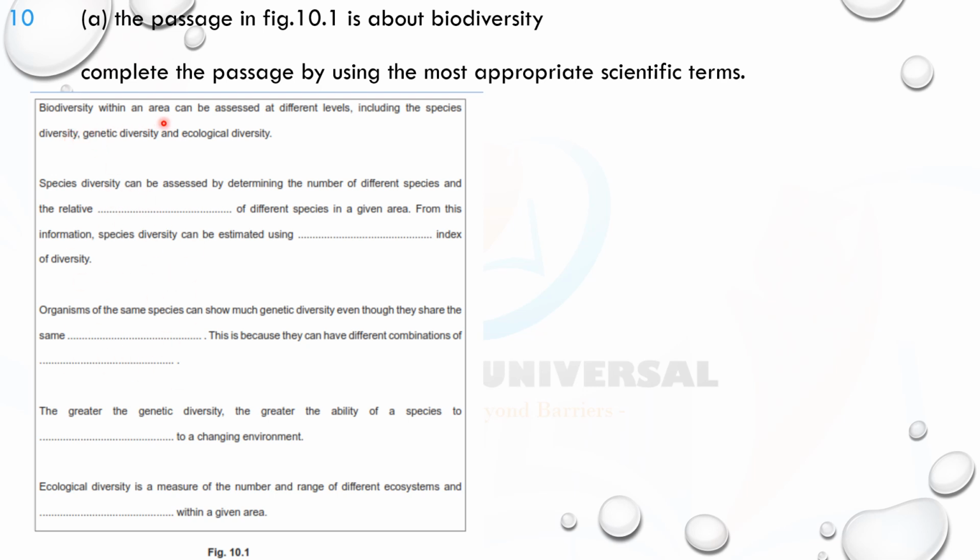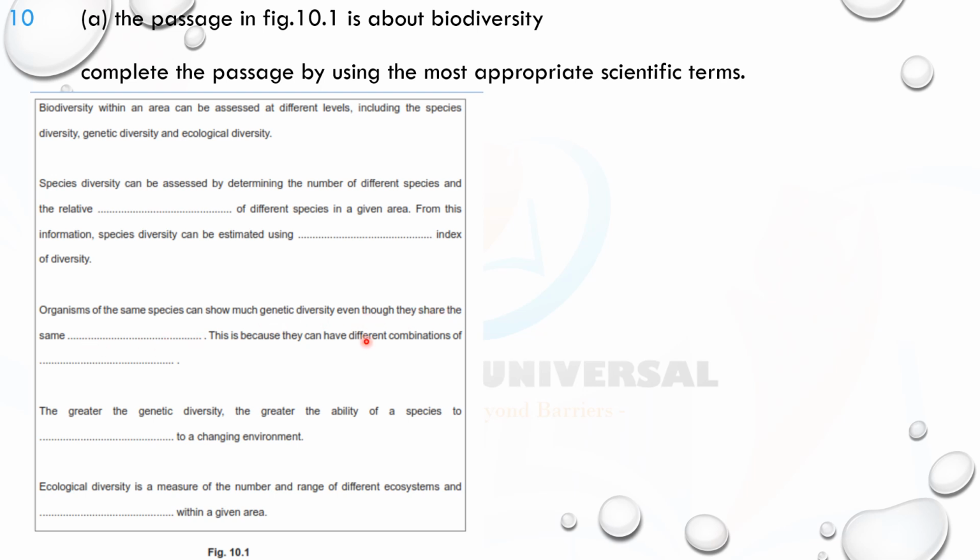So biodiversity within an area can be assessed at different levels, including the species, genetic, and ecological diversity. Species diversity can be assessed by determining the number of different species and the relative abundance of different species in a given area. From this information, species diversity can be estimated using Simpson's index of diversity.